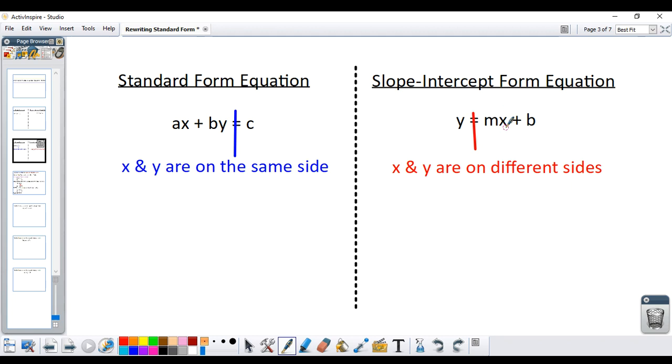And with slope-intercept form, I can easily graph an equation using the y-intercept and the slope, whereas in standard form, I can't as readily find those features of the graph, and so turning it into slope-intercept form can be beneficial if you need to graph a line.